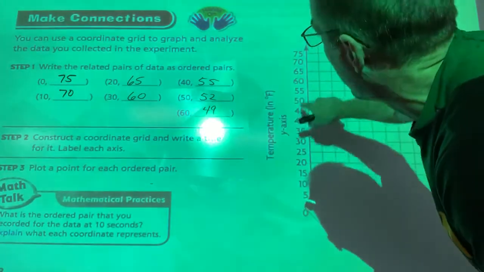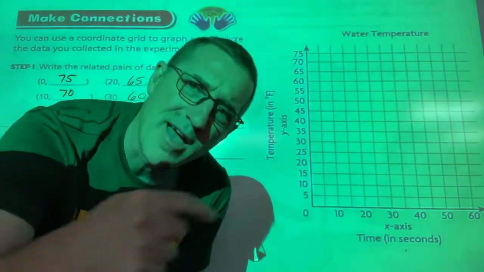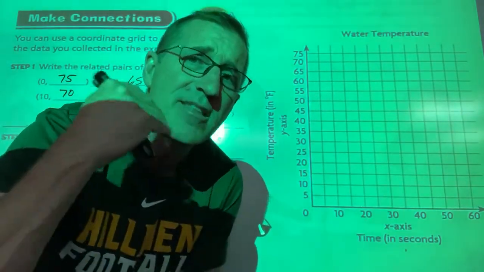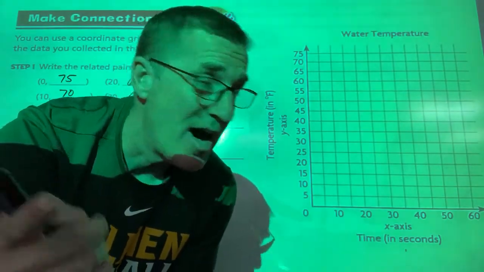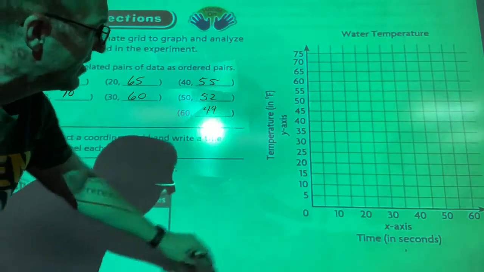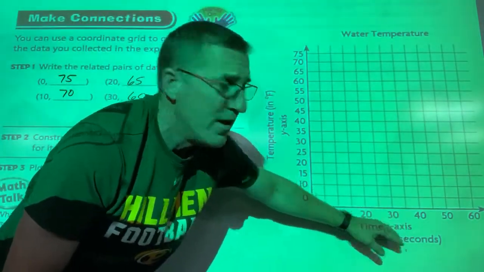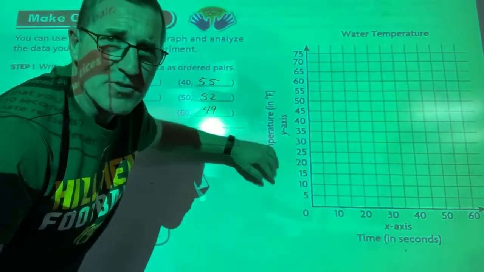What we're going to do is we're going to plot this. Remember, over, up. X, Y. X comes first, just like in the alphabet. So let's take a look at our first point. We are at 0 seconds on the bottom. So here's our x-axis. This is our over. There's our y-axis, which is the temperature, and the x-axis is time.